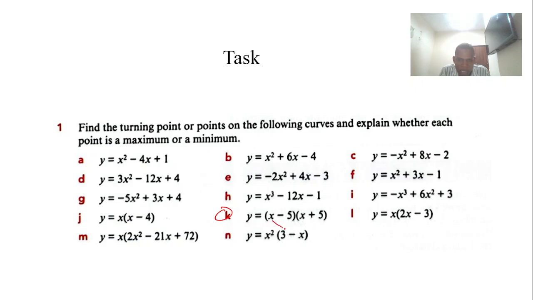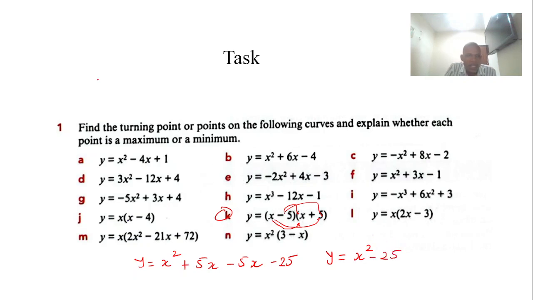If I expand that, x times x, I have y equal to x squared. x times plus 5, that's plus 5x. Negative 5 times x, that's negative 5x. Negative 5 times plus 5, you have negative 25, right? Now the equation of my curve is just x squared minus 25. The next thing I'm going to get is my gradient function, which is y prime. Differentiate this once, you get 2x. Yes, 2x, this is my gradient function.